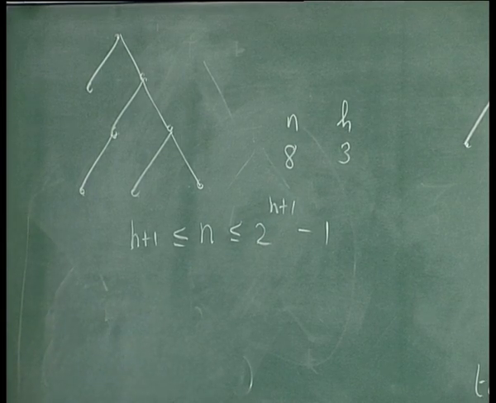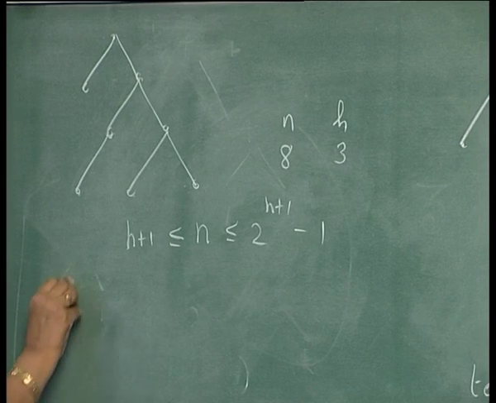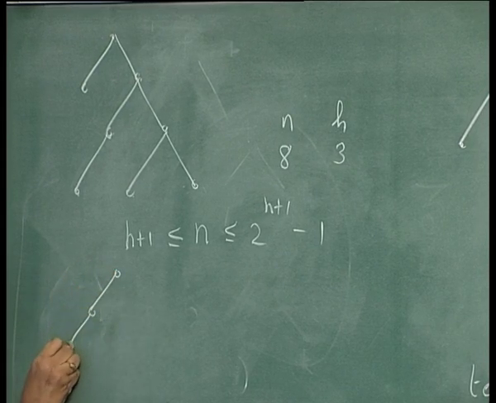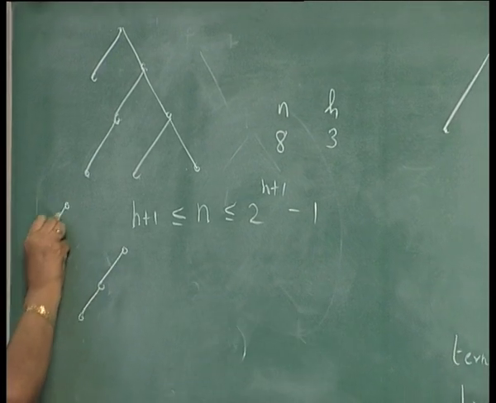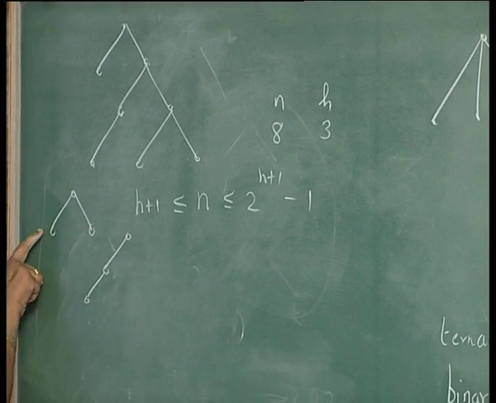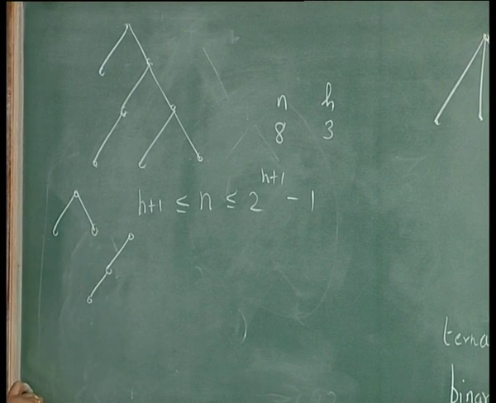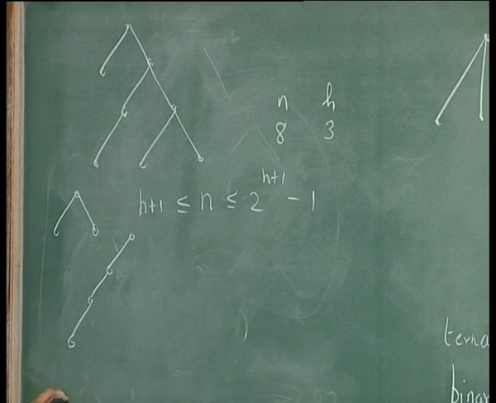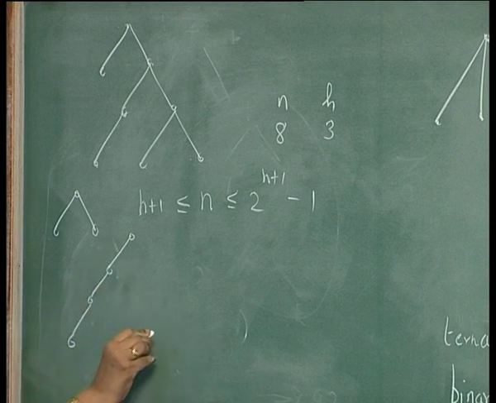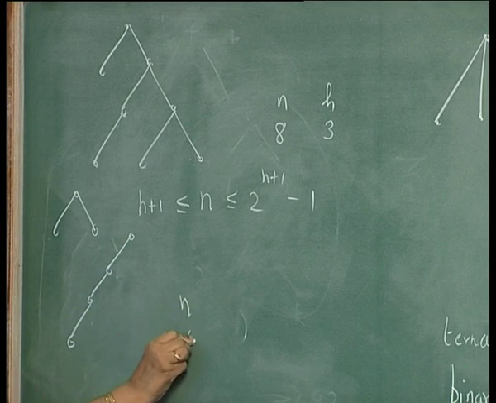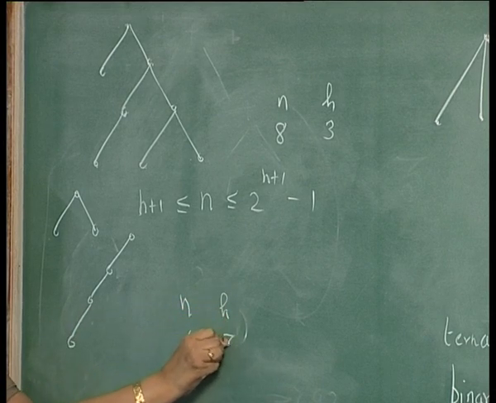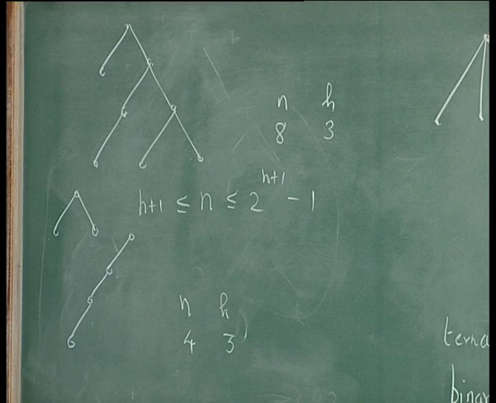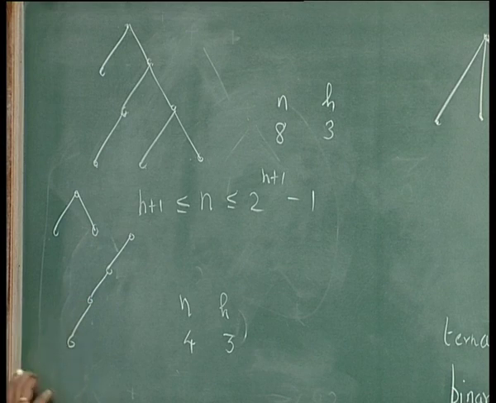Let us consider the worst case scenario, you can have a binary tree like this. If a node has 2 sons like this, this is called the left son, this is called the right son. So, you can have a tree like this where there are no right sons at all. Then what is the number of nodes here? n is 4 here and h is 3. So, in the worst case, n can be h plus 1.